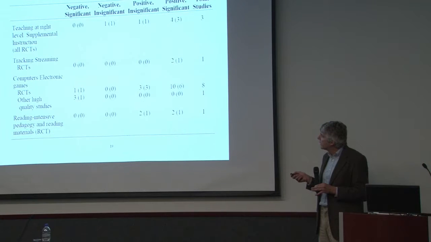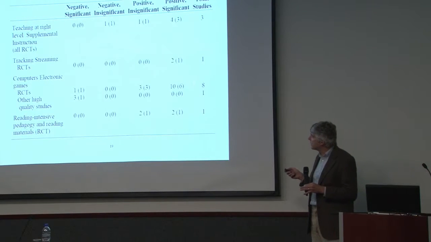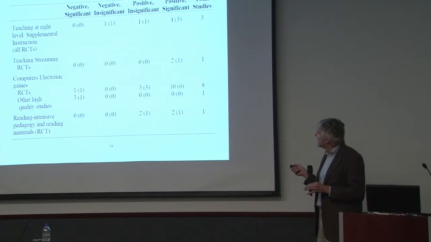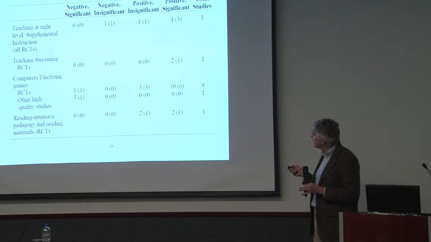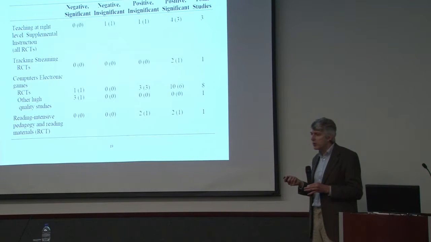Okay, here's a big one: computers, electronic games, internet connections, and stuff like this. A lot of studies, 9 studies, 8 of them randomized controlled trials. 6 out of the 9 found significant positive effects on learning. However, there are 2 studies that found significant negative effects on learning. And as you probably know, in Peru there was a big One Laptop per Child program that didn't work very well.